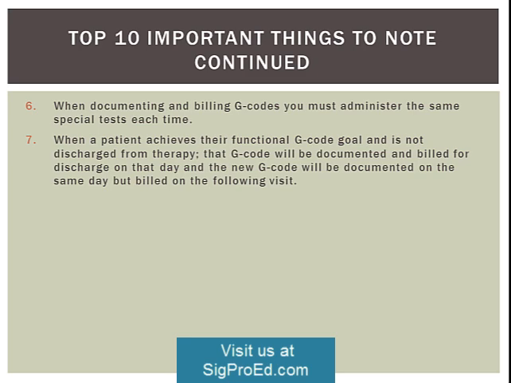Number 7, when a patient achieves their functional G code goal and is not discontinued from therapy, meaning therapy will continue, that G code will be documented and billed for discharge on that day, and the new G code will be documented on the same day but billed on the following visit.